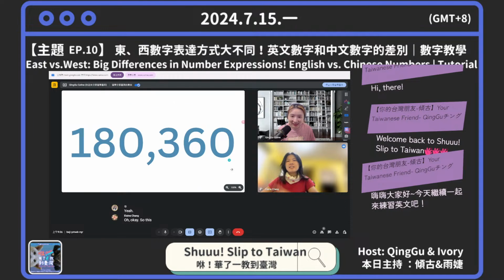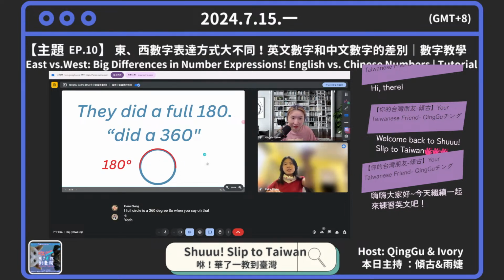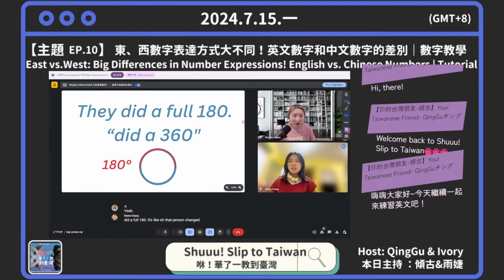Okay, so this actually has two different things. This is a saying in English when you say, oh, they did a full 180, because 180 is half of a circle. A full circle is 360 degrees. So when you say, oh, that person did a full 180, it's like, oh, that person changed a lot really quickly. They're in the opposite direction.